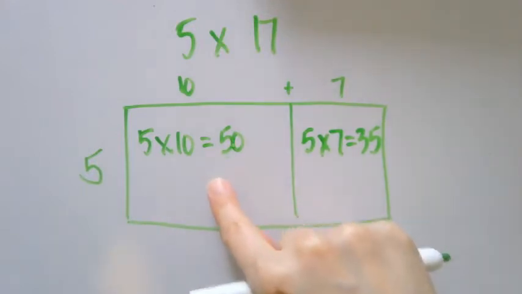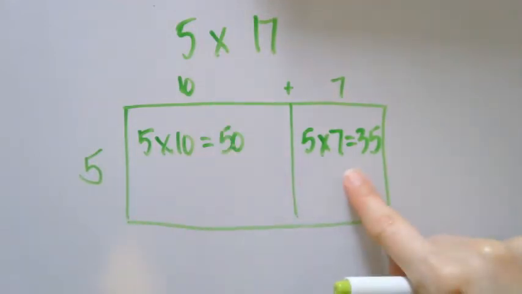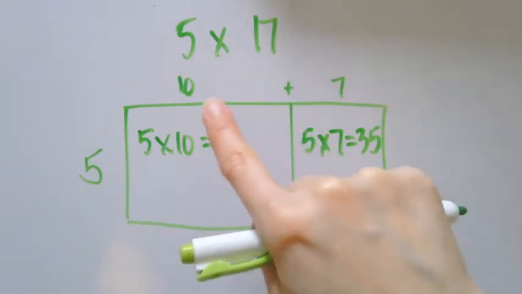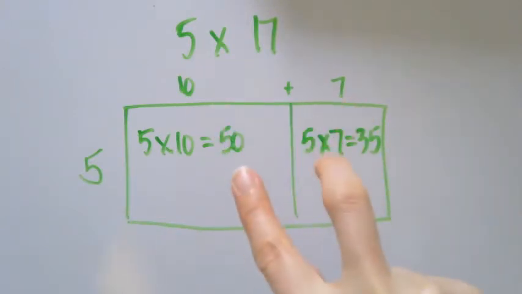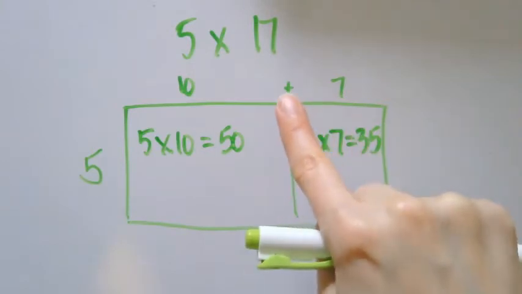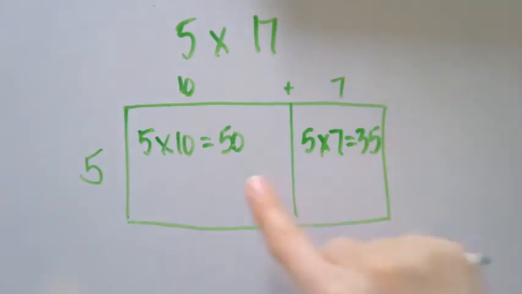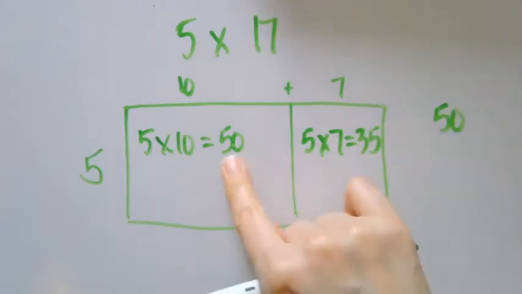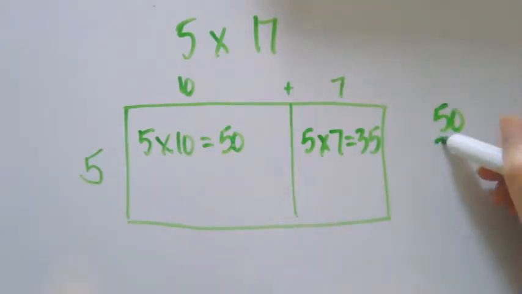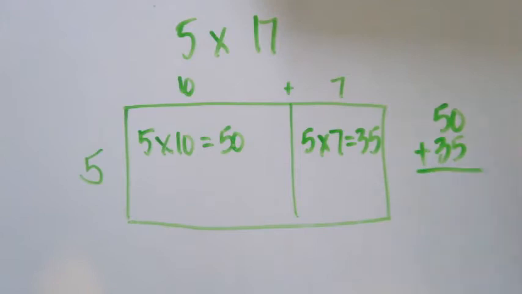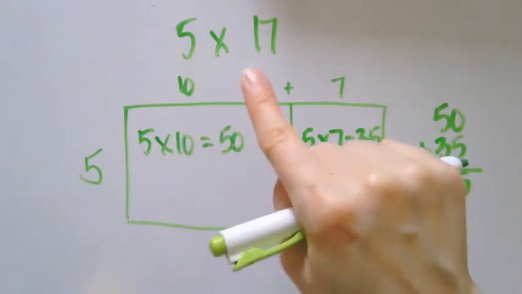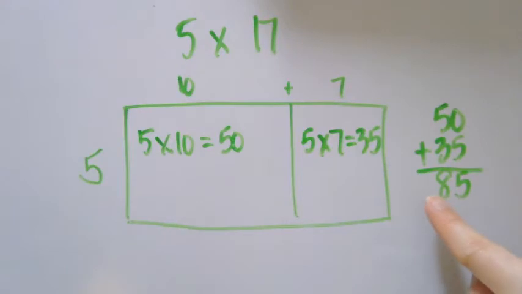All right, I'm not done just yet. I have one partial product. I have the second partial product. Now, what do I need to do with these partial products? You said add them up. Nice job. All right, so off to the side, I'm going to go ahead and just take my total partial product here, 50, and add my other partial product. Starting with my ones place, 0 plus 5 is 5, 5 plus 3 is 8. 5 times 17 is 85.